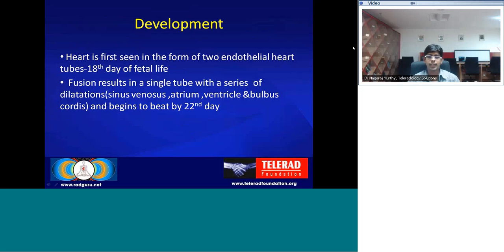The heart is seen in the form of two endothelial heart tubes around the 18th day of fetal life. Each heart tube fuses, forms a single tube, which later forms different dilatations like sinus venosus, atrium, ventricle, and bulbus cordis. This begins to beat by the 22nd day.